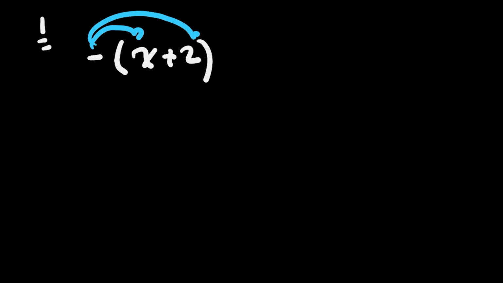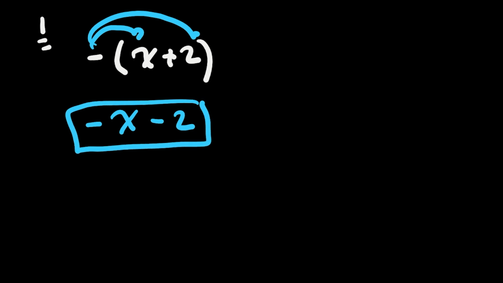Let's see some examples. The first example says, expand this. We can just distribute the negative. So negative multiplied by x is negative x, and negative multiplied by a positive 2 will be a negative 2. So this is the last answer that we have. The negative will be distributed.